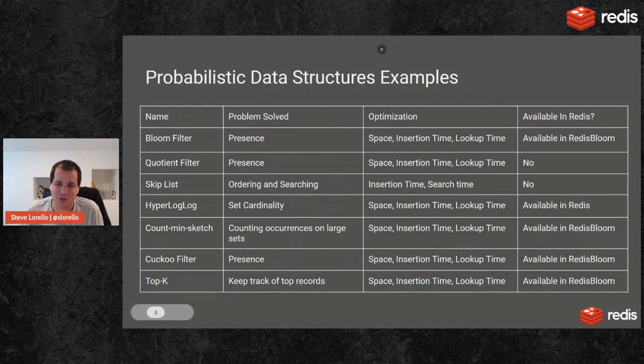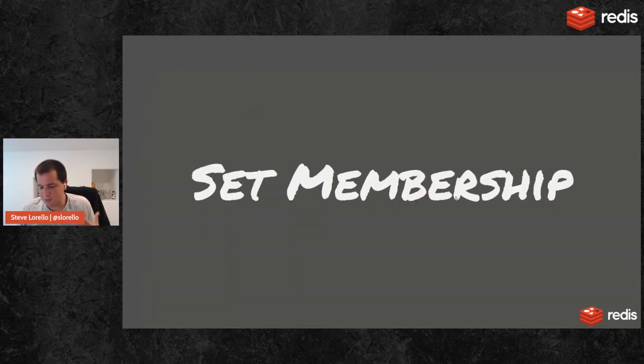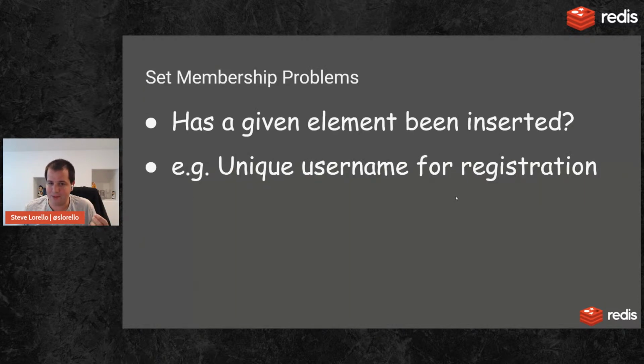A bunch of these are actually available in Redis, and they all have similar optimizations. Usually they'll optimize space. Oftentimes you'll be optimizing something like insertion times and search times. In skip lists, for example, they allow you to maintain ordered searching, but as opposed to some other list structures, they actually have optimal insertion and search times. Anyway, let's move into our first type of problem, and that's set membership.